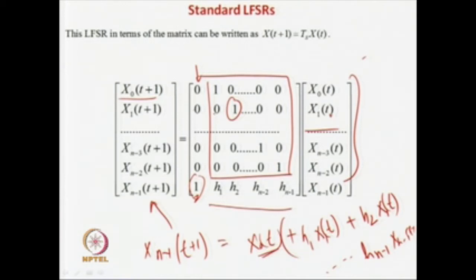So, if the first one wants to give a feedback, it will be 1. Here, the plus is nothing but XOR. So h1 is 1, so it will be there, and this will give a feedback: x0(t) XOR x1(t).